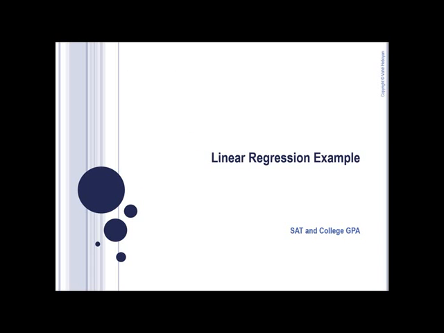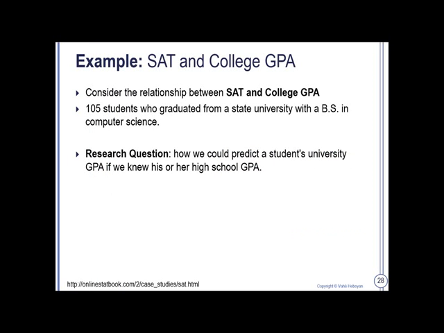Let's take an example. I'll provide two examples. The first one focuses on the SAT and college GPA. In other words, we are trying to understand the relationship between an SAT score and the college GPA that any student will have. This is data taken from 105 students who graduated from a state university with a BS degree, Bachelor of Science degree in computer science.